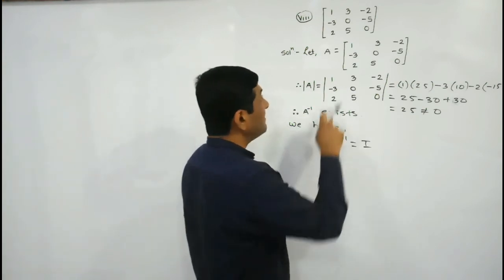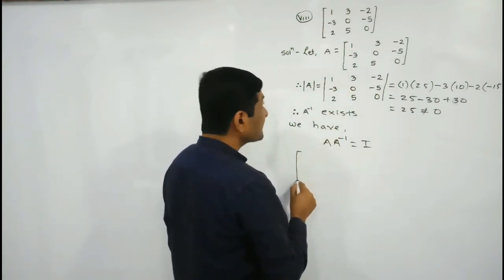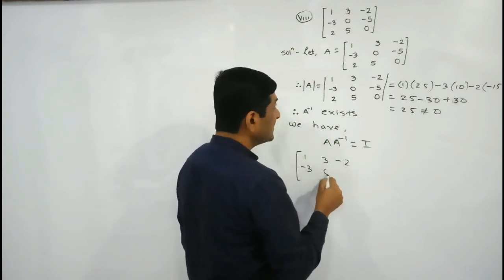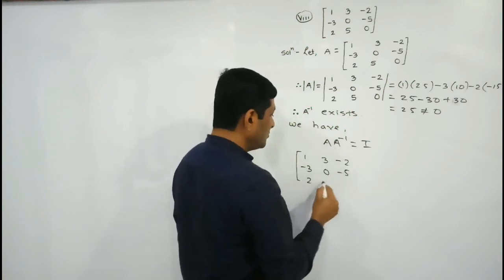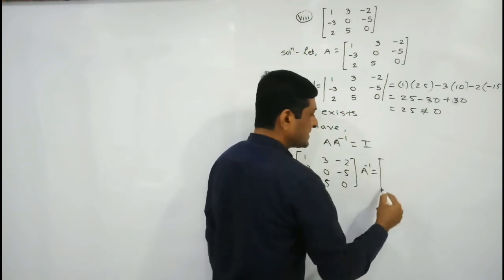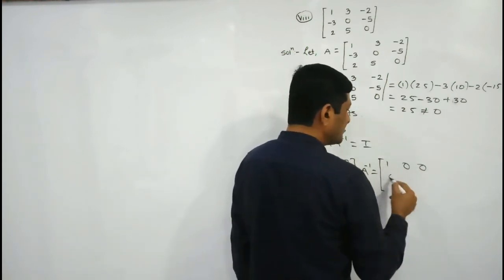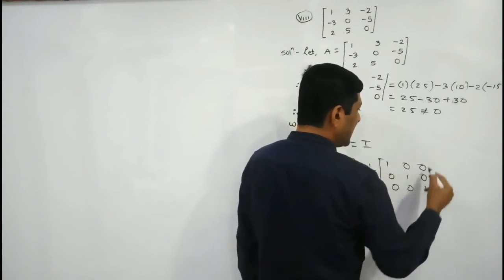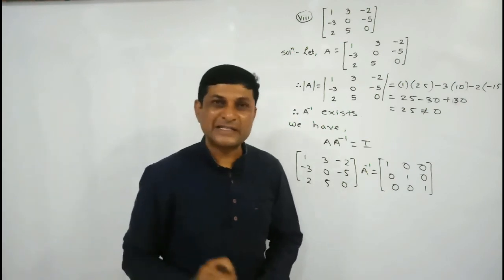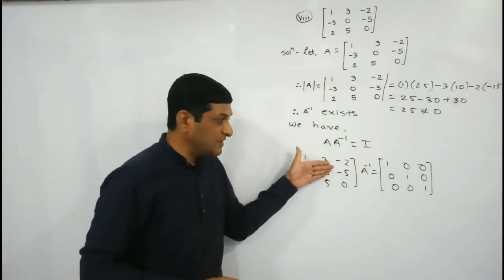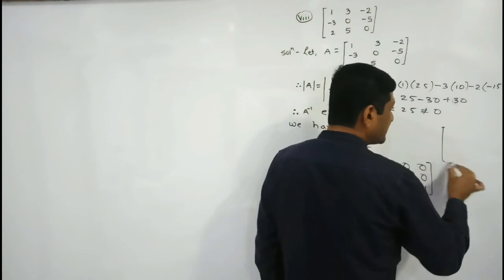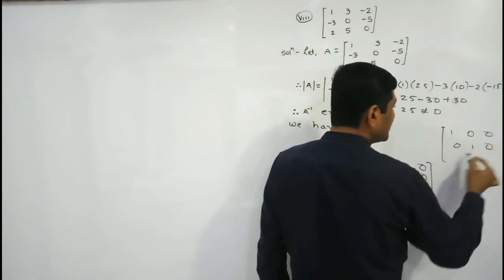Now replace A by matrix A, given matrix A, where elements of this matrix are 1, 3, minus 2, minus 3, 0, minus 5, 2, 5, 0. Into A inverse, keep it as it is. On this side, replace I by identity matrix 1, 0, 0, 0, 1, 0, 0, 0, 1 are the elements of this identity matrix. Now, whenever we are finding inverse of a matrix applying row transformation, our aim is to convert this given matrix into what? Identity matrix. Identity matrix means its elements are what? 1, 0, 0, 0, 1, 0, 0, 0, 1.